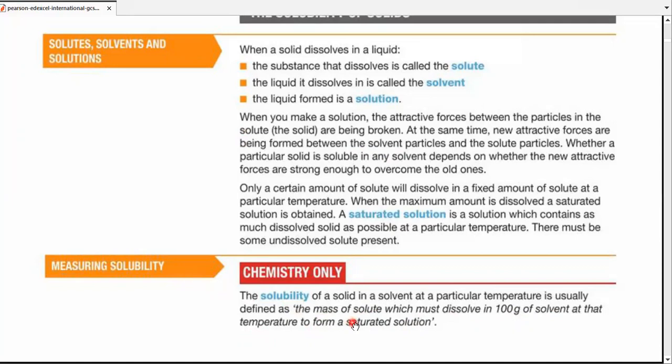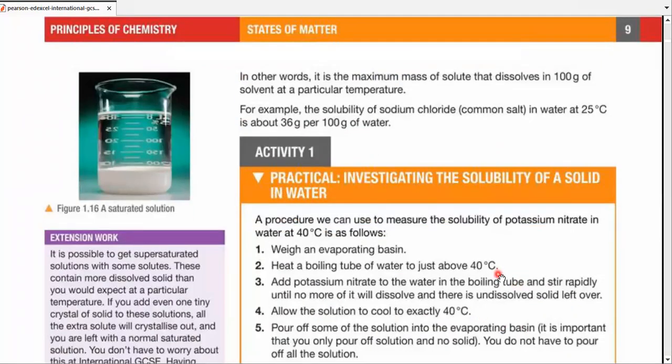All right. Whenever we compare solubilities of 2 substances, you automatically assume that this process has been completed for those substances. In other words, it's the maximum mass of solute that dissolves in 100 grams of the solvent at a particular temperature. For example, table salt, the common salt we eat every day, sodium chloride: at room temperature, you can only dissolve about 36 grams per 100 grams of water. And that's the saturated solution for it.